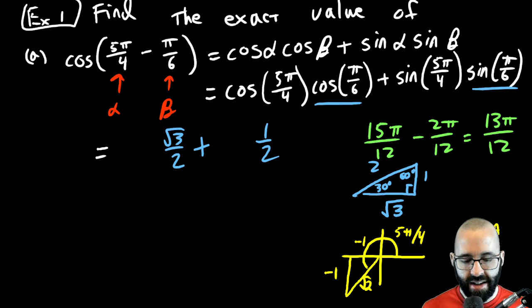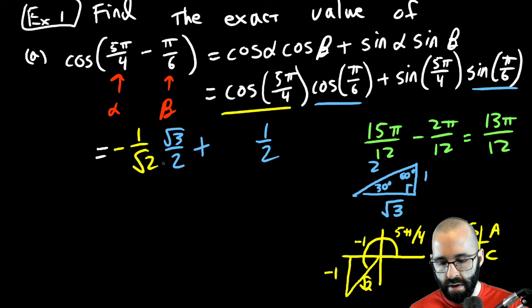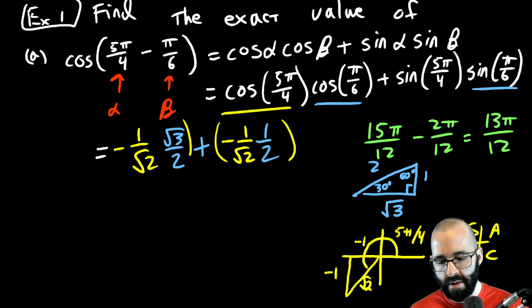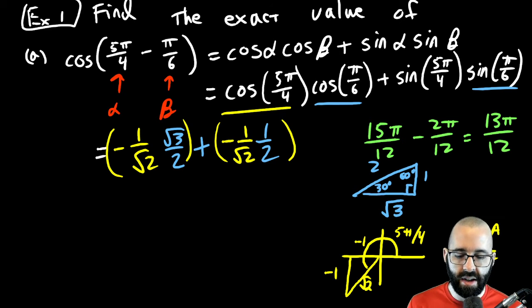Okay, so what is the sine of that angle? Well, let's start with the cosine, right? Cosine of that angle is -1 over root 2. And what's the sine of that angle? It's also -1 over root 2. All right, so that's what our angle difference formula has become.